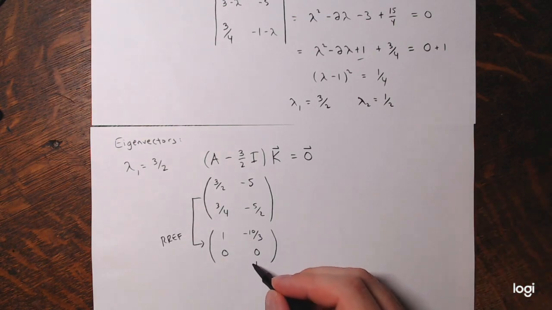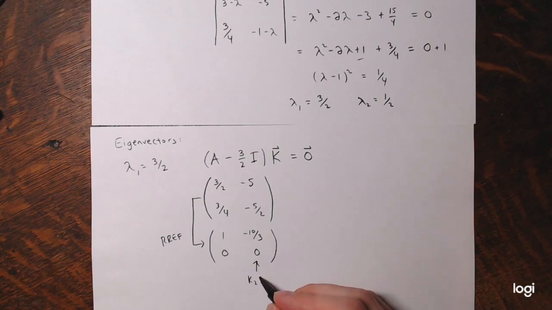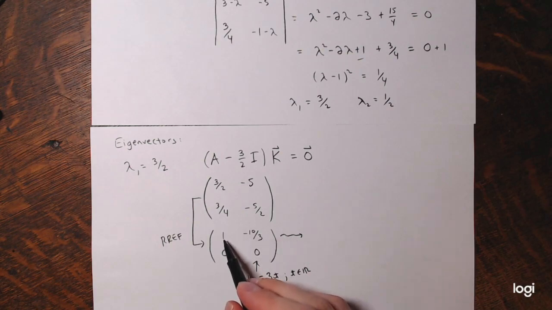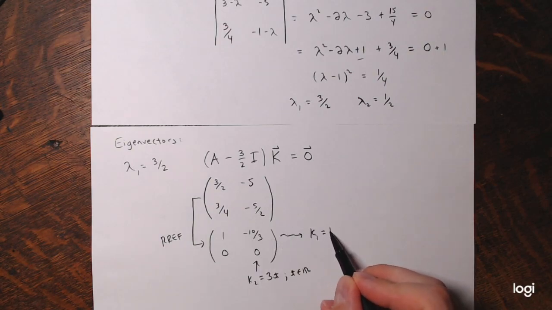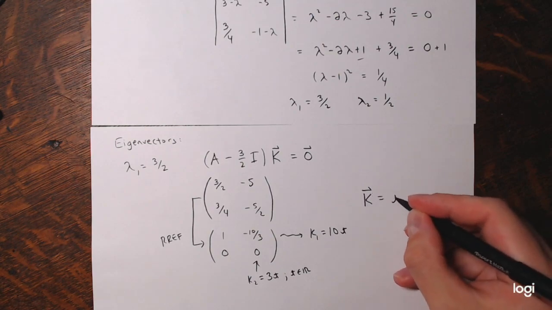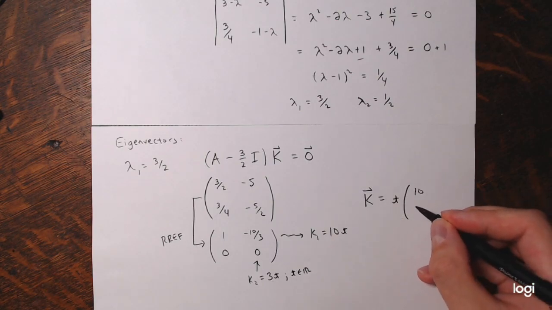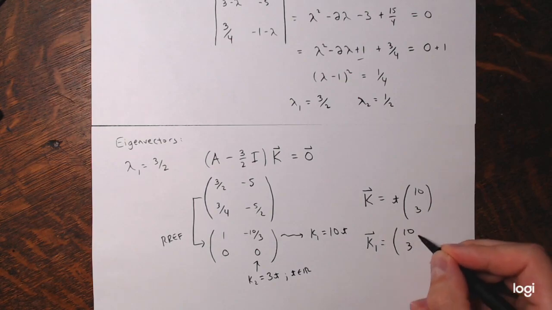Okay, so k2 is a free variable. I'm going to have k2 because of this denominator of 3 here. I'm going to let k2 be 3t for some real number t. And then, saying the top, you have k1 minus 10/3 k2, or minus 10/3 times 3t, minus 10t really, equals 0. So k1 would be equal to 10t. And so the solutions to this equation are some number t, any number t, times the vector 10, 3. Alright, so k1, the simplest of these, is the vector 10, 3.